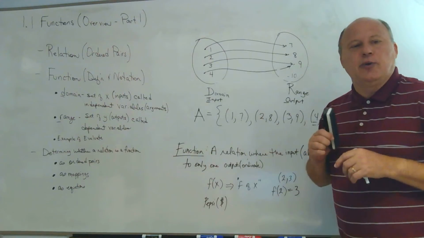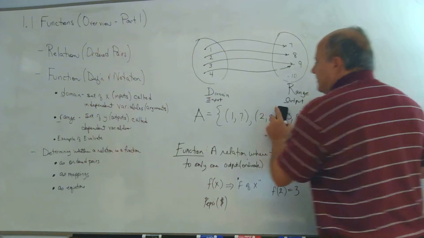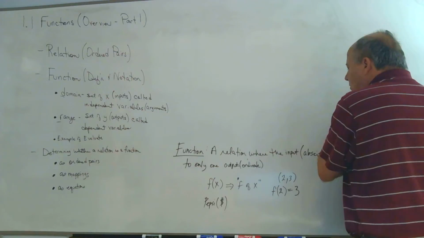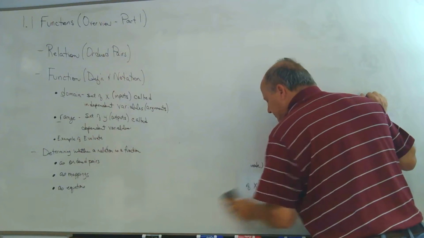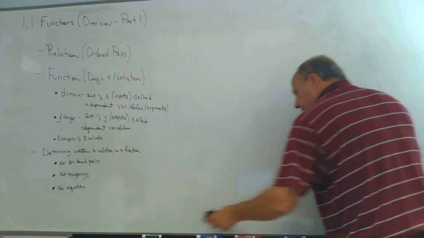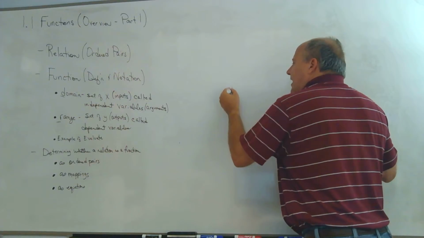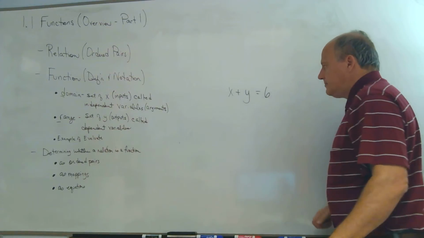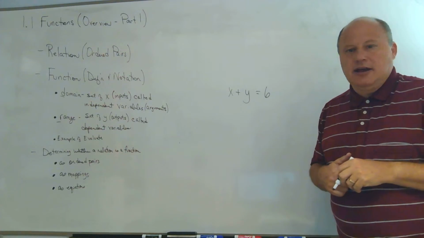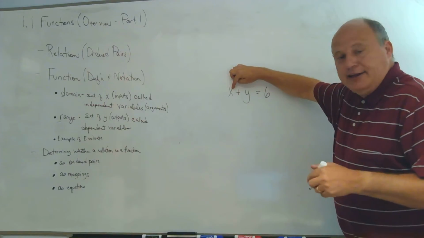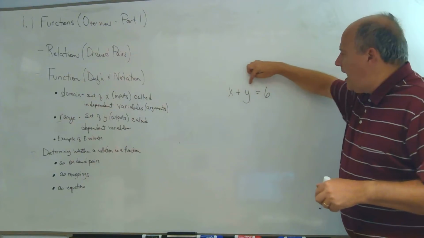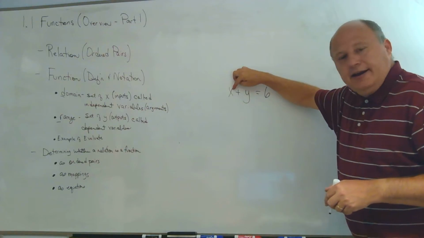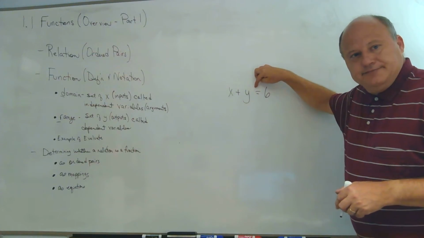But what about the other one, the equations? Well, that's a little different, and those are probably about the most difficult to determine whether they're functions, but there are little rules that you can follow. If I had x plus y equals 6, that is a function. Because if x was 2, then the output would have to be 4, because 2 plus 4 is 6. If I put in 3, then the output has to be 3.